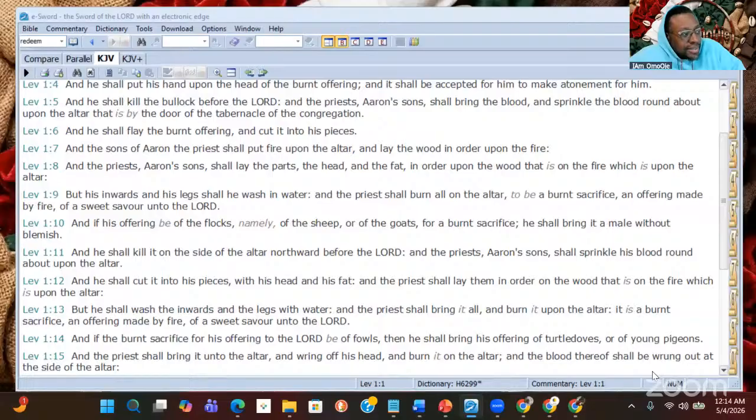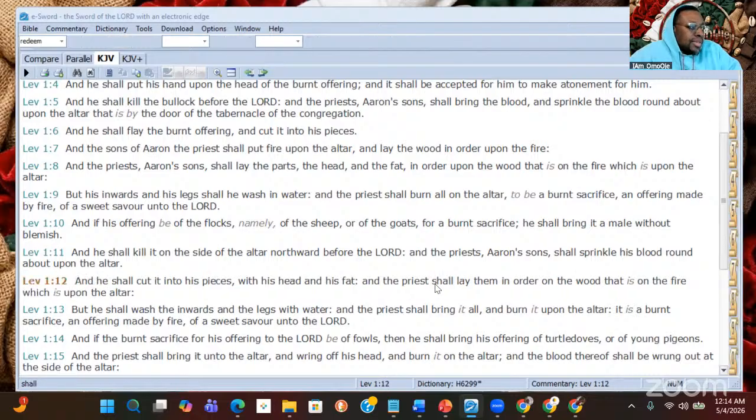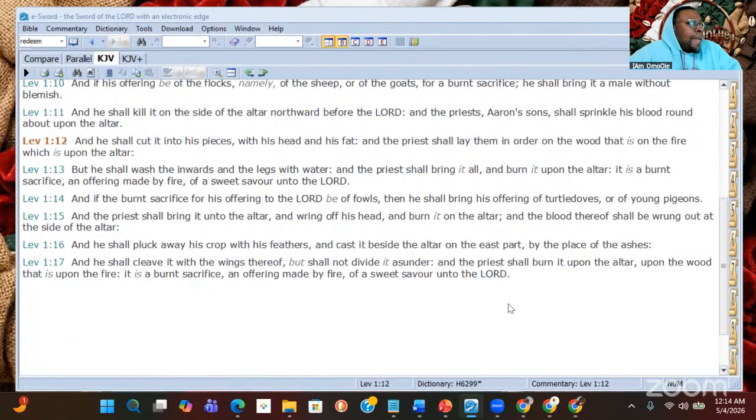And the priests, or the Cohens, Aharon's sons, shall sprinkle his blood round about upon the altar, and he shall cut it into his pieces, with his head and his fat, and the priest shall lay them in order on the wood that is on the fire, which is upon the altar. This was also previously given to Abraham.